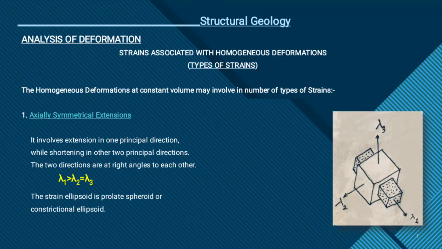So we are going to see the analysis of deformation. It's structural geology. So, strain associated with homogeneous deformation. Homogeneous deformation is the deformation where, if a square is deformed, then it will remain a square. Yes, its area may increase, but it will remain square. It will not get distorted. So homogeneous deformation at constant volume may involve a number of strains.